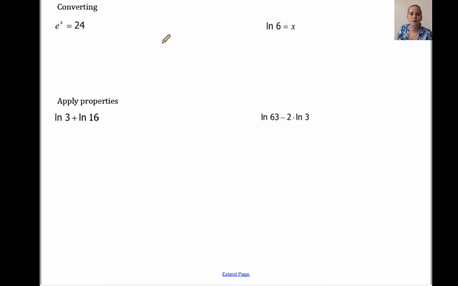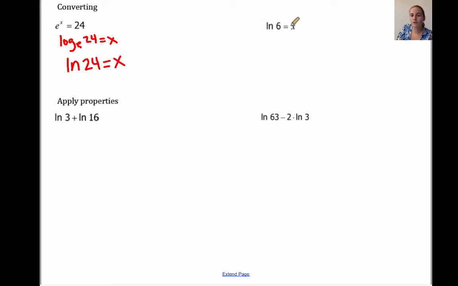All right, so let's talk about converting. So here we have e to the x equals 24. Well, the same rules apply. If I wanted to write this out as a logarithm, I would say log base e of 24 equals x. But remember, on the first slide I told you we don't write log base e. So the more appropriate response would be ln 24 equals x.